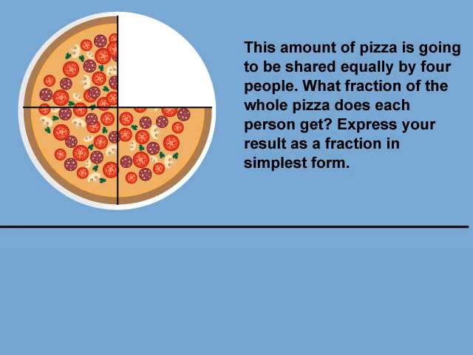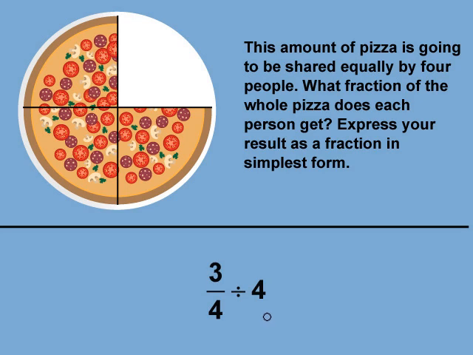This amount of pizza is going to be shared equally by 4 people. What fraction of the whole pizza does each person get? Express your result as a fraction in simplest form. There's 3/4 of a pizza that is going to be shared by 4 people. This expression tells us what fraction of the pizza each person is getting, 3/4 divided by 4.